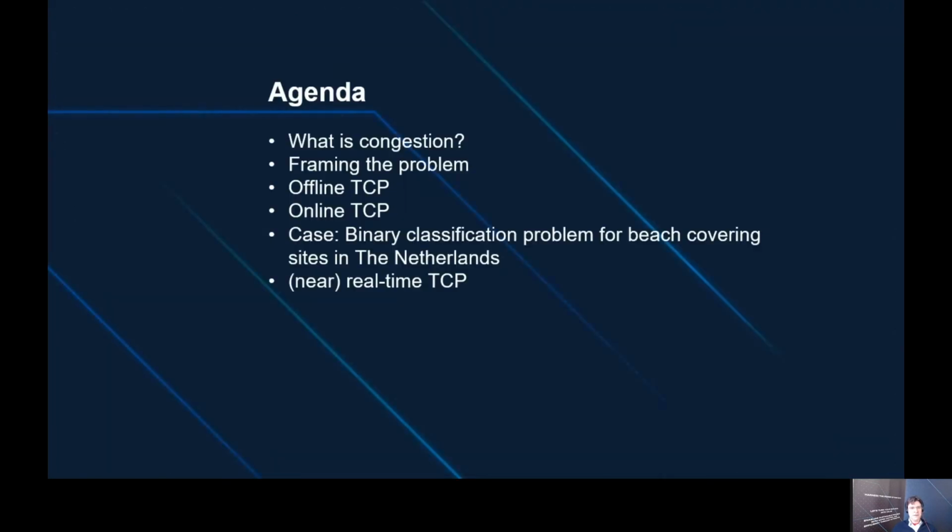This is the agenda for this webinar. At first, we will discuss what congestion is in networks, in mobile networks. Then we will talk about framing the problem of traffic congestion prediction, for short TCP. Then we will talk about offline TCP and online TCP. Then we will discuss a case about binary classification for beach covering sites in the Netherlands. And in the end, we will discuss a bit about near real-time TCP traffic congestion prediction.